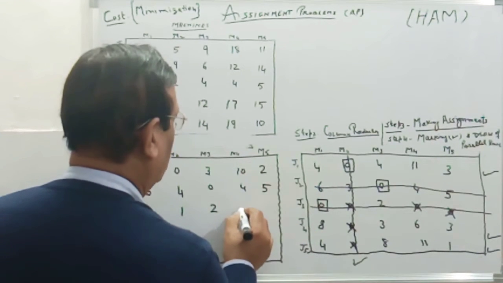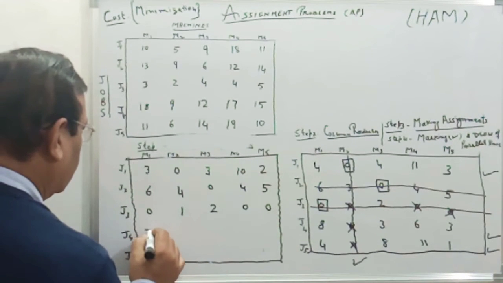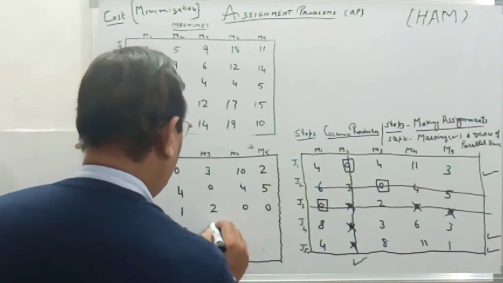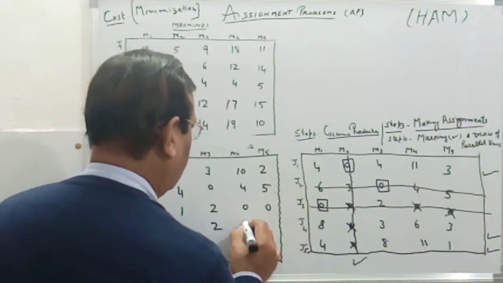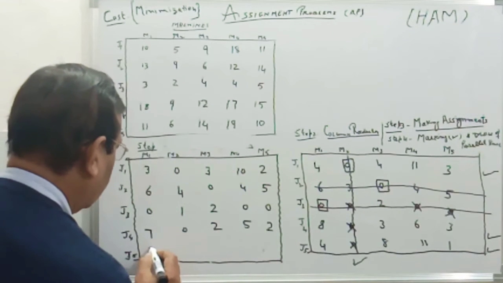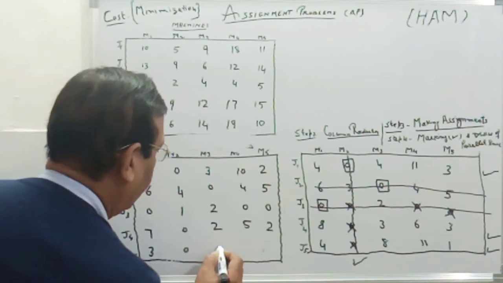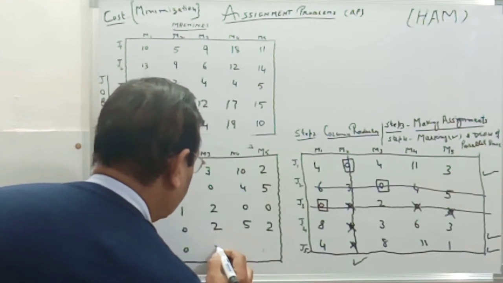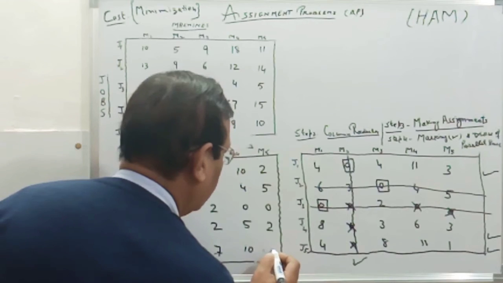2, 0, again 0, 7, 0, 2, 5 and 2. Now 3, 0, 8, 7, 10 and 0.